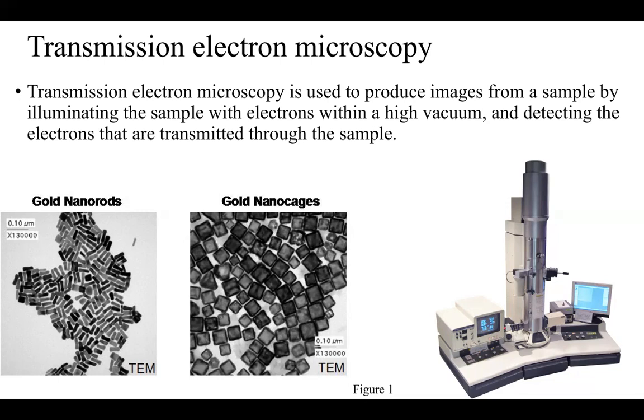So the whole TEM column is kept under high vacuum, and detectors are situated below the sample to detect the electrons that are transmitted through the sample. You can see here some gold nanorods and gold nanocages imaged using TEM.